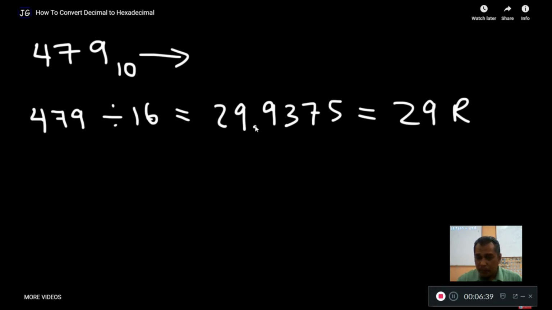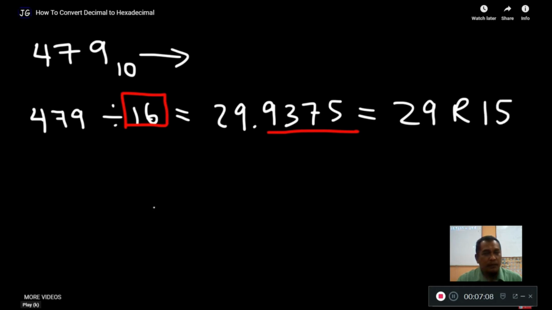Perpuluhan, 29, kita ambil 29. Jadi sini jadi kosong kan? Jadi 0.9375 darab dengan 16 kita akan dapat baki. To find the remainder, multiply 16 by 0.9375. So 16 times 0.9375 will give you a remainder of 15.